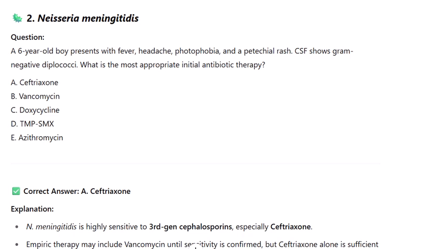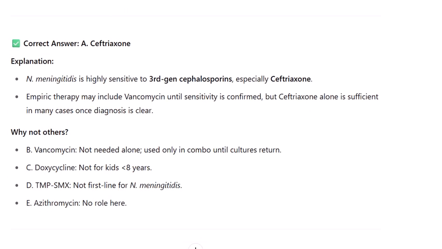Explanation. N. meningitidis is highly sensitive to third-generation cephalosporins, especially ceftriaxone. Empiric therapy may include vancomycin until sensitivity is confirmed, but ceftriaxone alone is sufficient in many cases once the diagnosis is clear. Why not others? B. Vancomycin, not needed alone, used only in combination until cultures return. C. Doxycycline, not for kids under 8 years. D. TMP-SMX, not first line for N. meningitidis. E. Azithromycin, no role here.